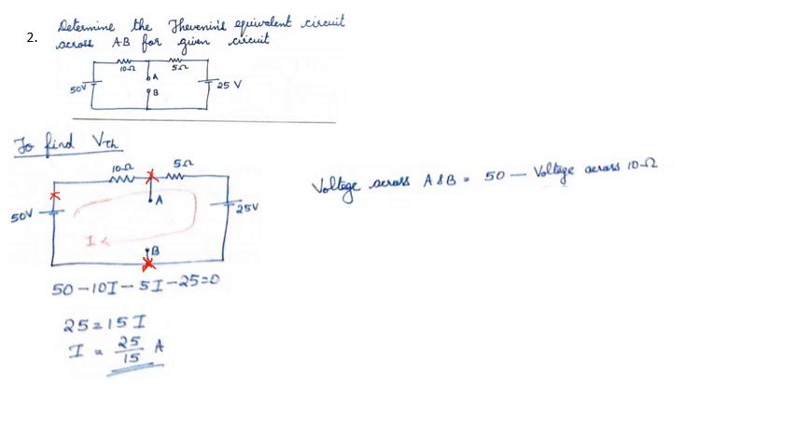Hence, we can write the equation for VTH as 50 minus the voltage across the 10 ohm resistor. It will be 50 minus I into 10. That is equal to 50 minus 10 times 25 by 15. So we will get the value for VTH as 33.33 volt.